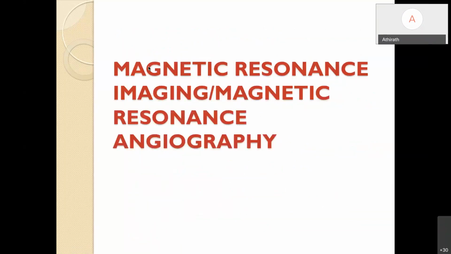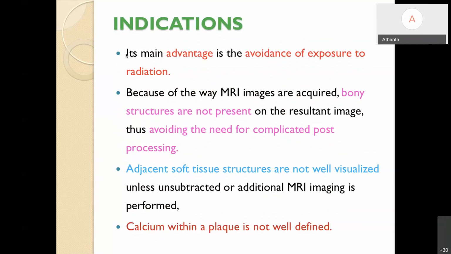Coming to the next imaging modality, that is magnetic resonance imaging or magnetic resonance angiography. The main advantage of MRI is that there will be no exposure to radiation, and bony structures are not present. This is like a double-edged thing. At times it is a disadvantage. The advantage is that there is no need for any complicated post-processing imaging. The disadvantage is that adjacent soft tissue structures are not well visualized unless unsubtracted or additional MRI imaging is performed. And the biggest disadvantage of MRI is that calcium is not well defined.